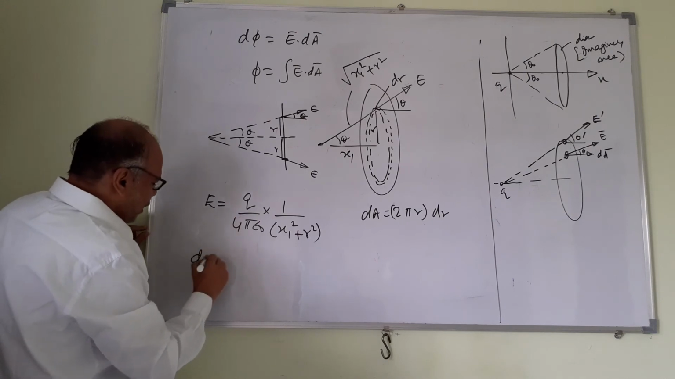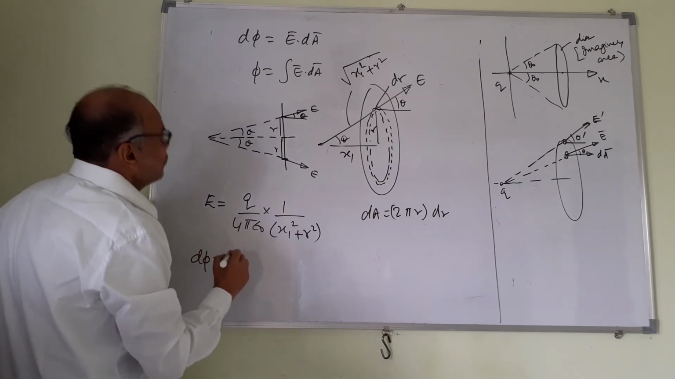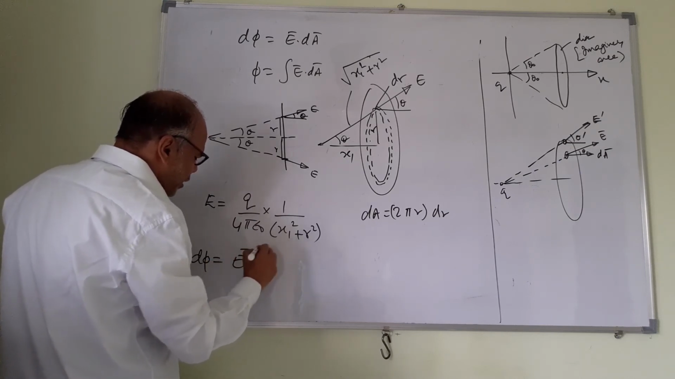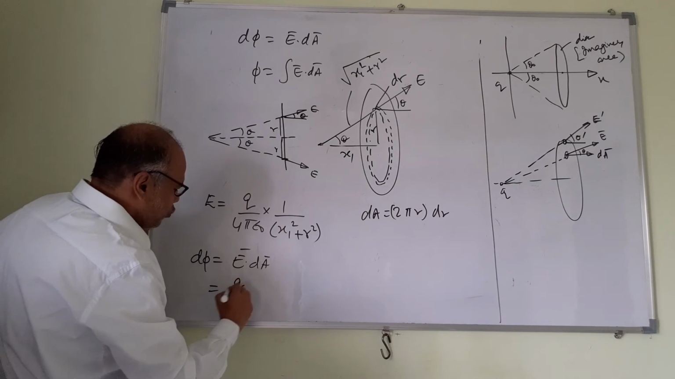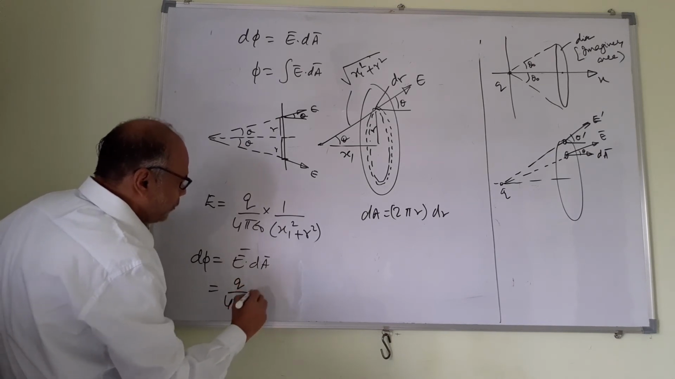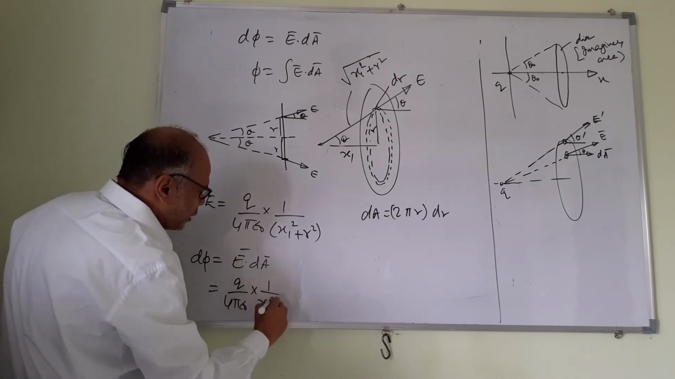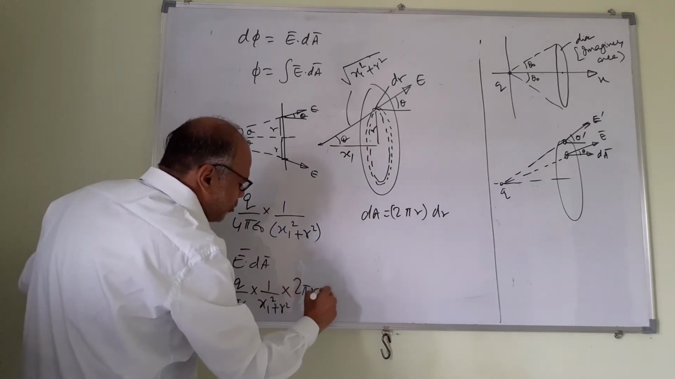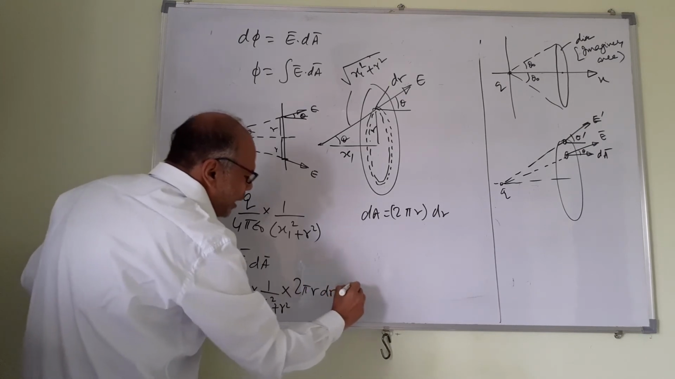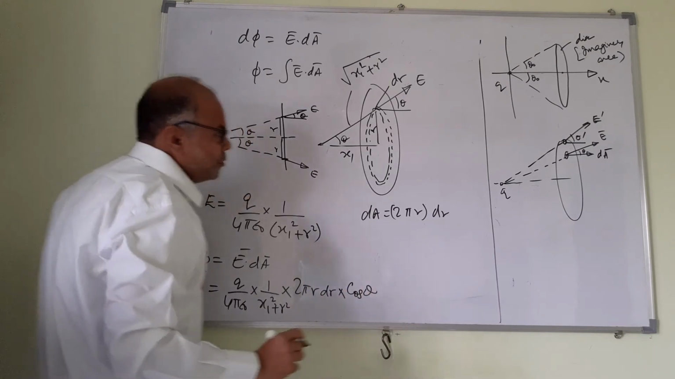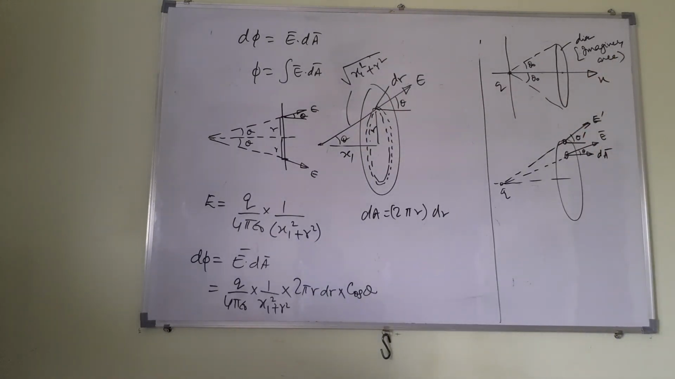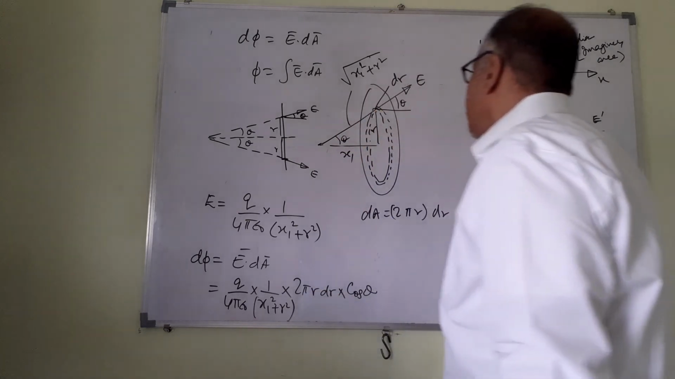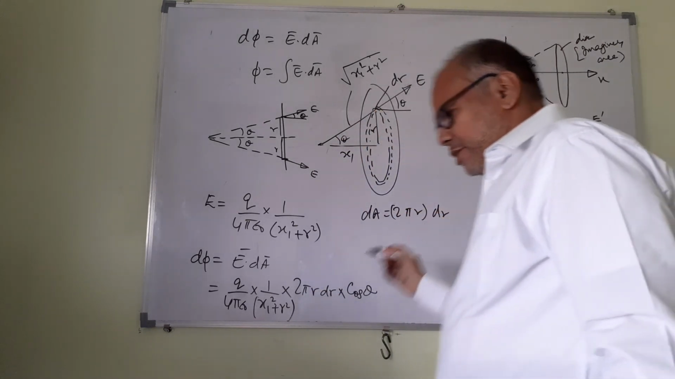So what would be the flux d phi? The flux d phi would be E dot dA. E we know is q by 4 pi epsilon naught into 1 by x1 squared plus r squared. Area is 2 pi r dr, into the angle between the two, cos theta. That is the infinitesimal flux through the area of the ring. This dA is the area of the ring.